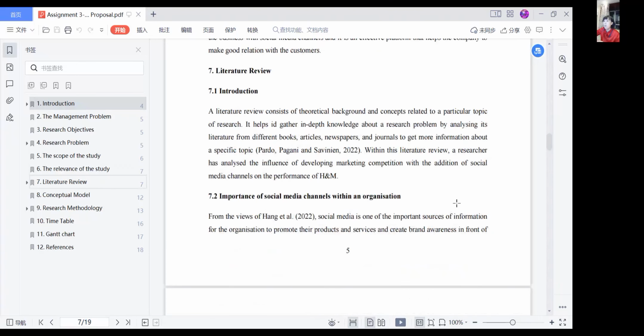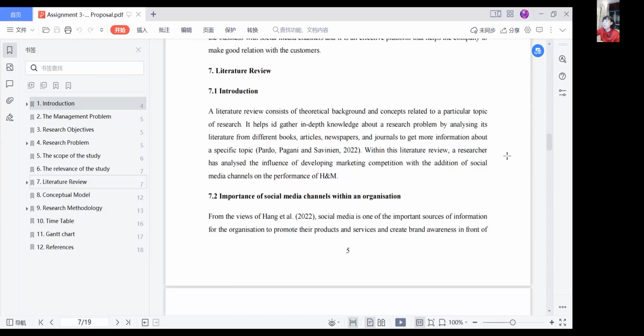7. Literature review. 7.1 Introduction. A literature review consists of theoretical background and concepts related to a particular topic of research. It helps gather deep knowledge about a research problem by analyzing its literature from different books, articles, newspapers, and journals to get more information about a special topic.